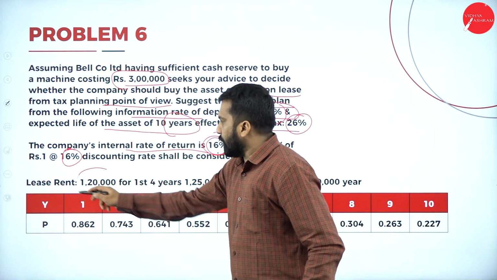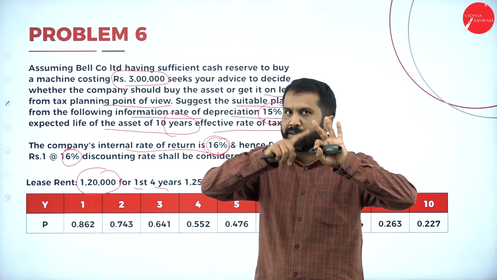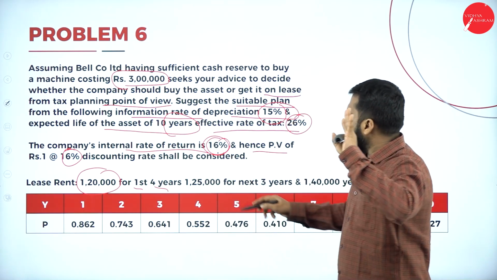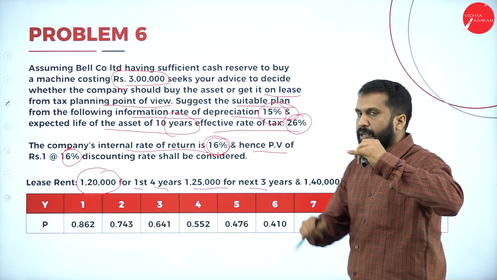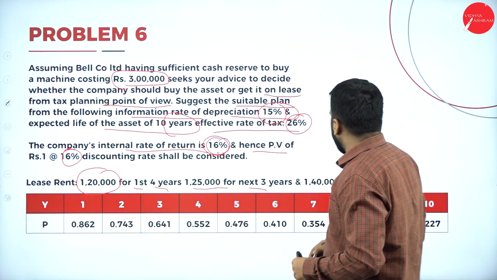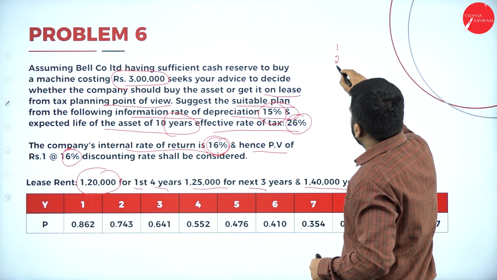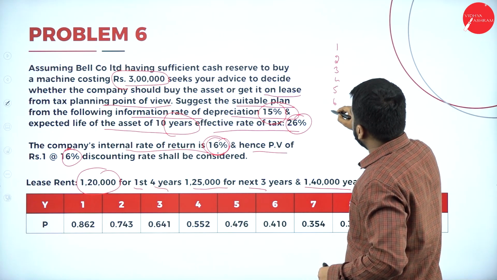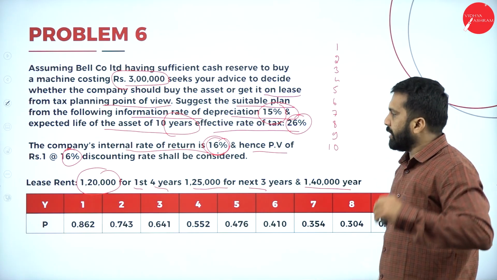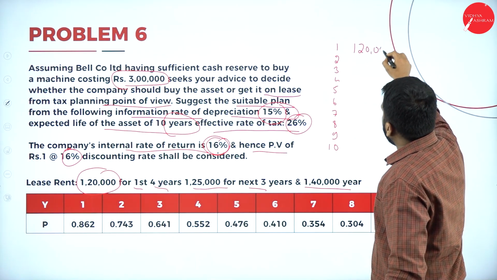What is the lease rent? 1,20,000 for the first 4 years: 1,20,000, 1,20,000, 1,20,000, 1,20,000, and 1,25,000 for the next 3 years, that is the 5th, 6th, 7th years, and 1,40,000 in the remaining 8th, 9th, 10th years. The lease amount is changing. First 4 years, it will be 1,20,000.